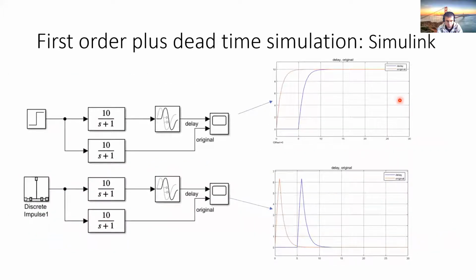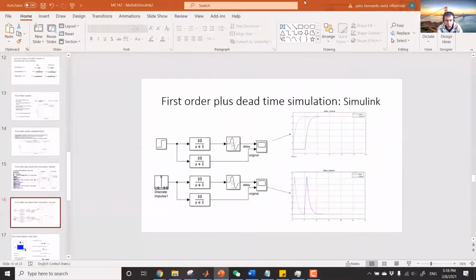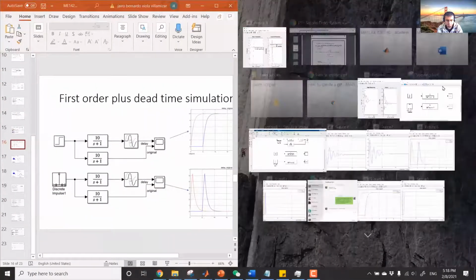This is the Simulink block diagram. Last time we built this diagram without major problems for the previous one. Right now we are introducing two new blocks. One is the delay, and the other one is the discrete impulse. Let's go in this way again.